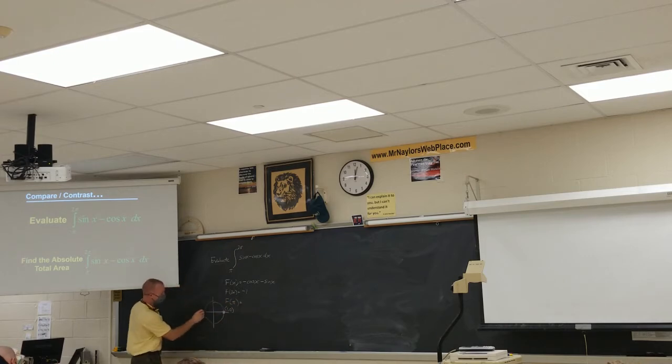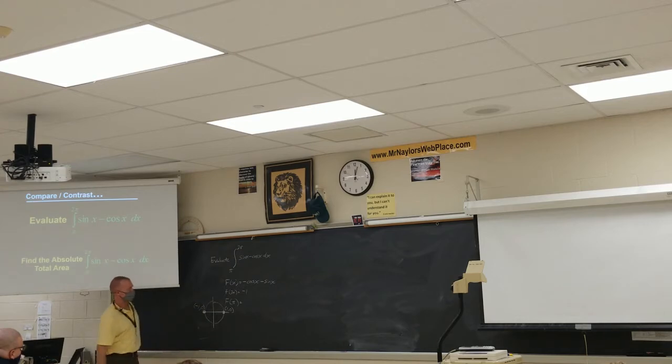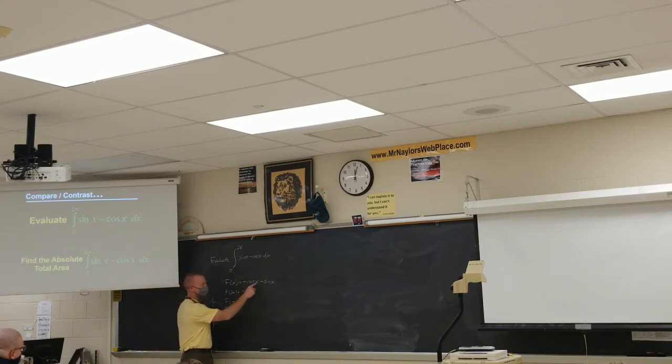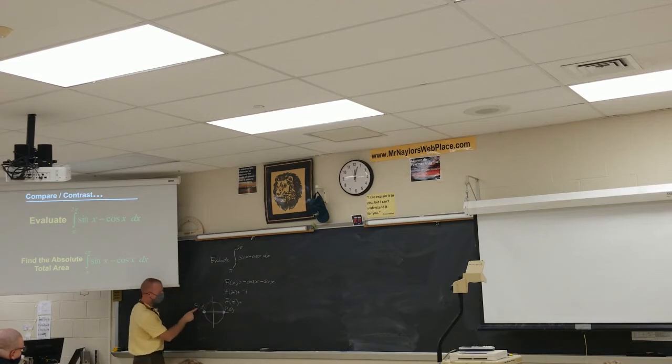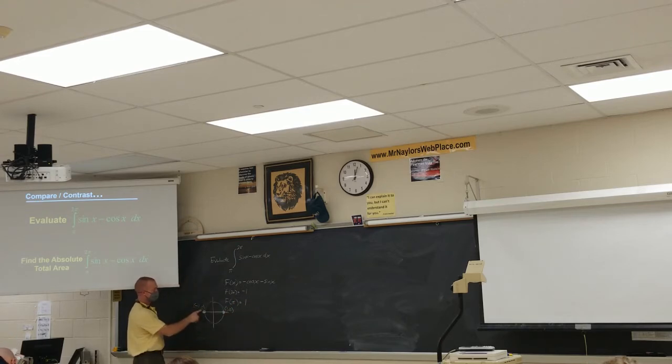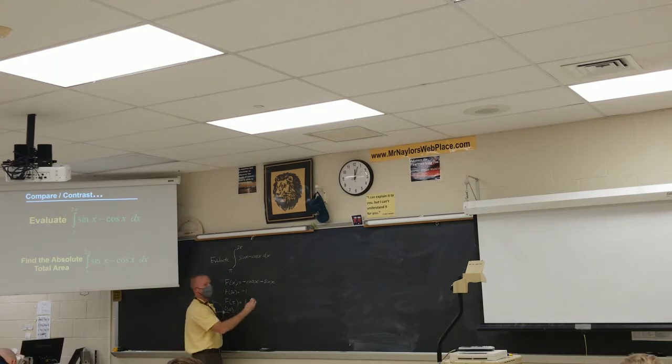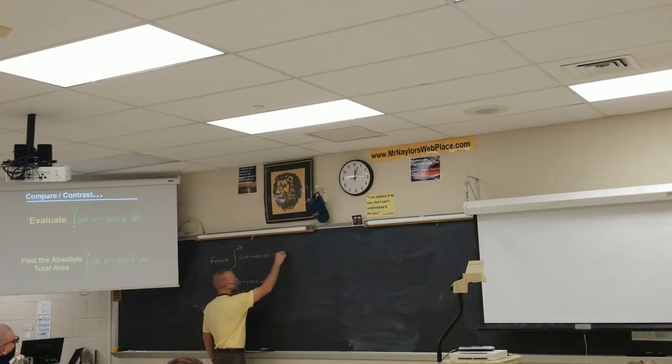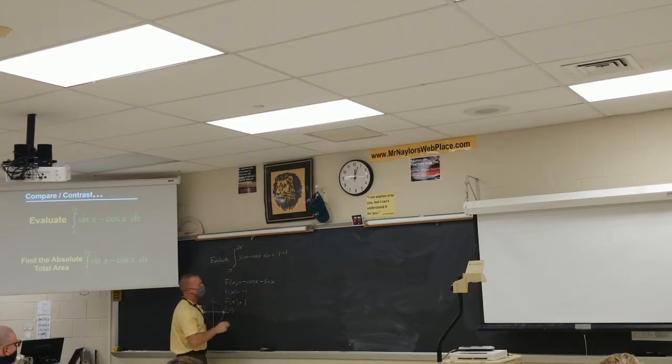Pi is a place. It's a rotation. It's halfway around a circle. Okay, if I plug in pi for cosine, I'm looking at this -1. But this negative sign here is going to undo that. I still get 0 for sine. Okay, so -1 minus 1. -1 minus 1.